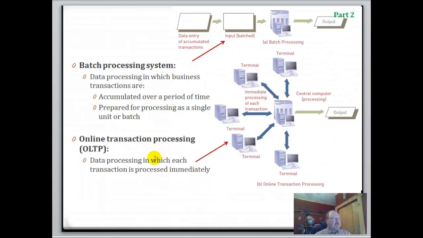Now with batch processing, you have batch processing and online transaction processing. Typically with transaction processing systems, there's lots and lots and lots of data. Just think about Amazon, a ton of data. Two different ways of handling this. A batch processing system allows all of this information to be gathered at one point, and then overnight the entire system will be updated.